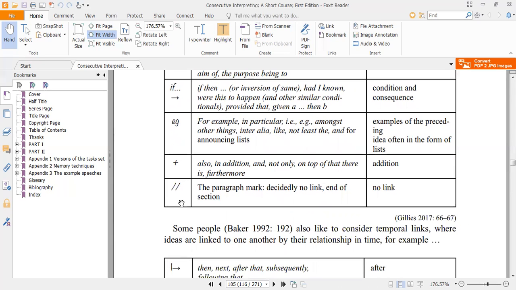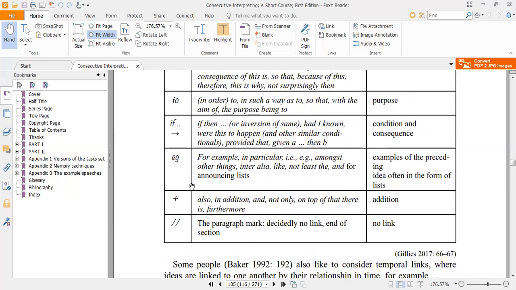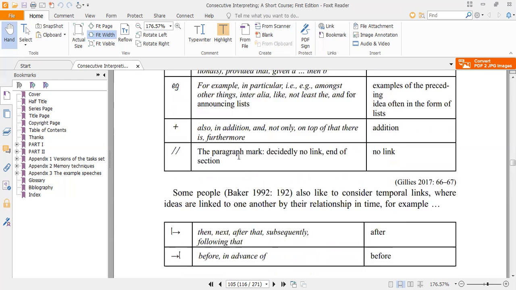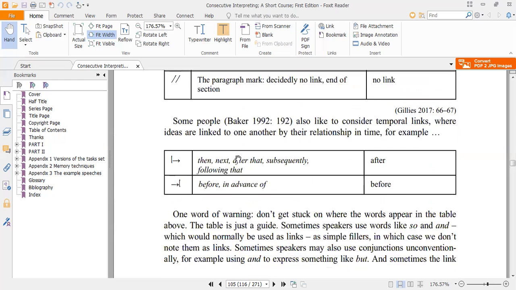Now if we have no link between sentences, you can draw this symbol, as you see. E.g. means for example, for instance, in particular, amongst other things, and so on and so forth.